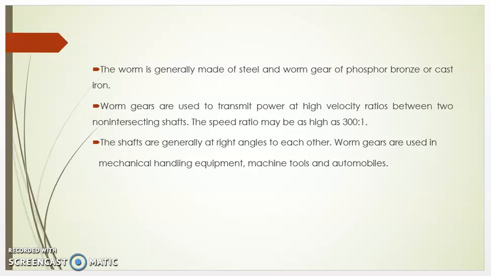The worm is generally made of steel and worm gear of phosphor bronze or cast iron. Worm gears are used to transmit power at high velocity ratios between two non-intersecting shafts. The speed ratio may be as high as 300:1. The shafts are generally at right angles to each other. Worm gears are used in mechanical handling equipment, machine tools, and automobiles.